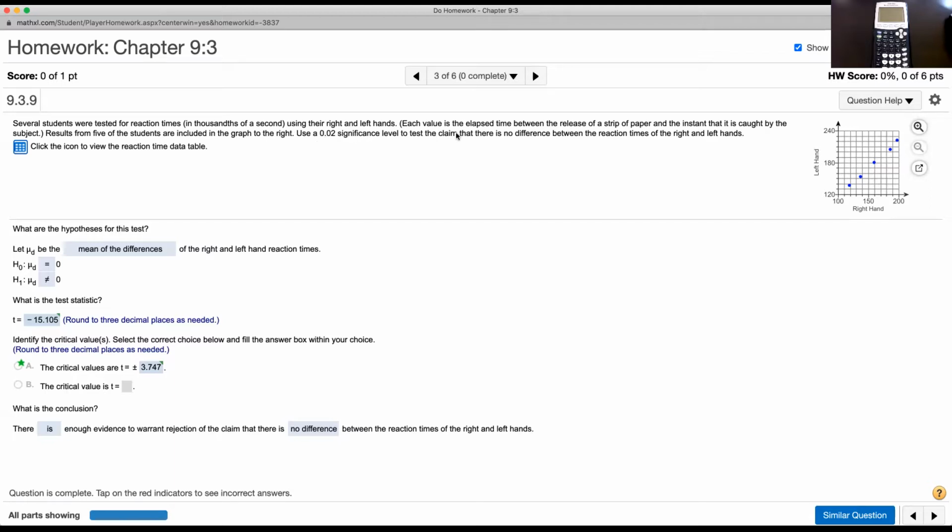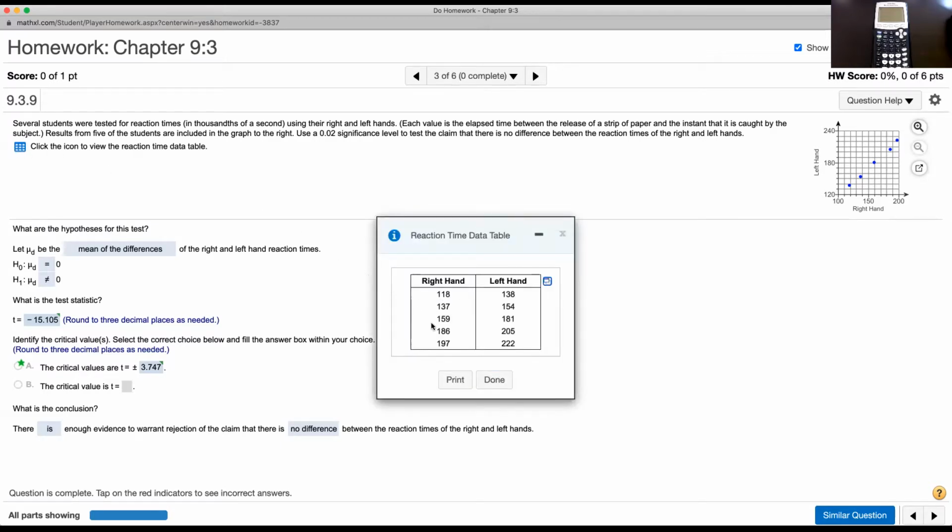We are testing the claim that there is no difference between the reaction times of the right and left hands. This is a hypothesis test problem about a matched pair data set. Let's click the icon to view the reaction time data table. You see two matched data sets, right hand and left hand. We need to find the difference between each pair in the two data sets, and then use the calculator to figure out the test statistic. And what's the critical value, by the way?